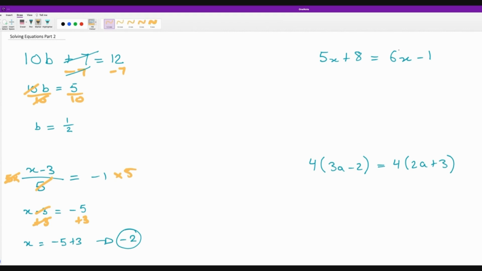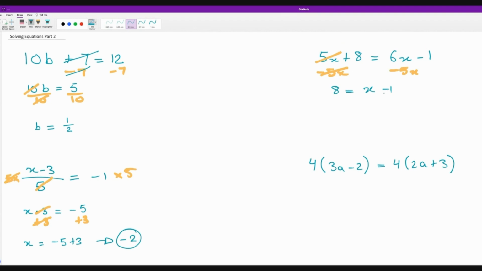If I was to move this 6x over, I would have to minus both sides by 6x, leaving me with a negative on the left-hand side. So instead, I'm going to move this 5x over to the other side. And that way, I would minus both sides by 5x, like so, allowing me to cancel this plus 5x and minus 5x, leaving me with just 8 is equal to 6x minus 5x, which is just 1x, and 1x can just be written as x, and then we have our minus 1, which comes from here.